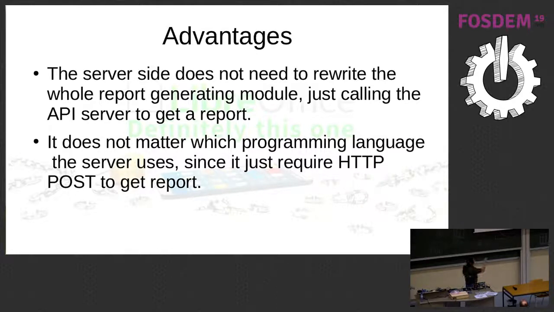So the advantage is very obvious. The first thing, of course, is that the server side does not need to rewrite the whole report generating module. Now it uses Crisp Report and only generates an HTML file with a DOC extension. But now they don't need to rewrite anything. They just need to call the API. And for the server side, it does not matter which programming language is used to create the server. Sometimes they will say, oh, we have the module, but it's written in Ruby, but this server is written in C++, and I don't know how to integrate them together. This time, because we only require HTTP, it does not matter how the original server was written.